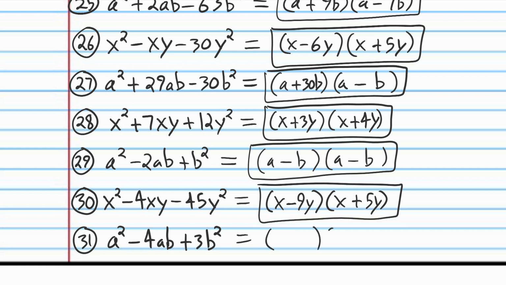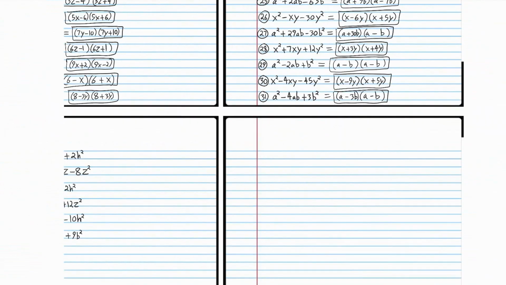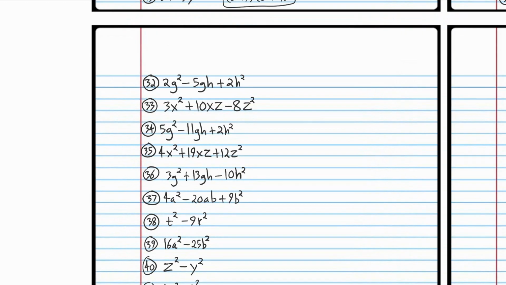All right, we're back. Actually, I need a negative there because we have a positive b squared, so that's going to be negative b. And that should be correct. Yes. So if you got that answer, good job. All right, on to 32.